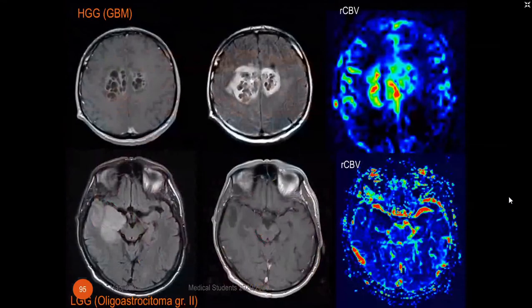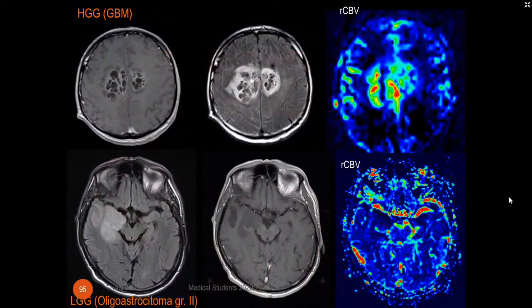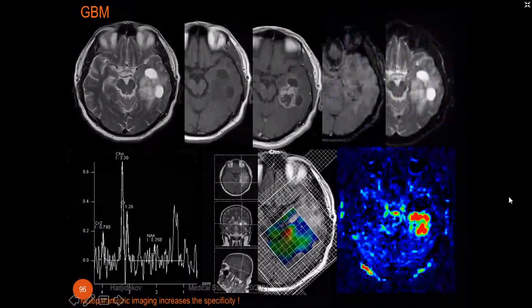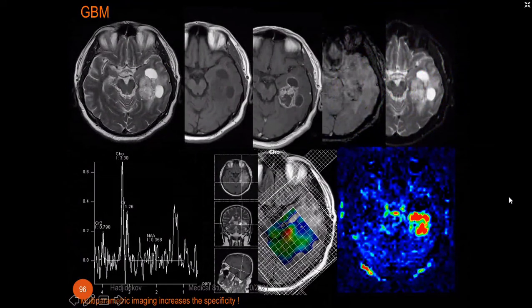This is an example of glioblastoma multiforme, which is a high-grade glioma, and we see that the cerebral blood volume inside of the tumor is very high. The same tumor, with its solid part and cystic parts, after contrast enhancement: we see the important vascular supply, or the uptake of the contrast, at the periphery.